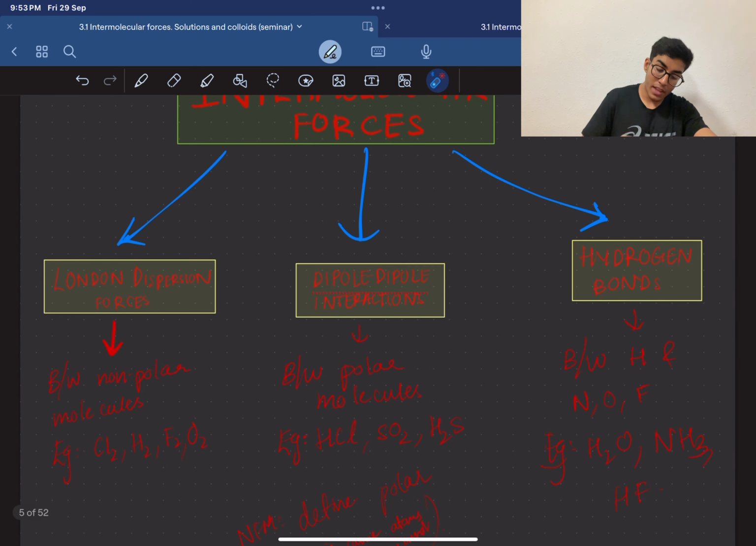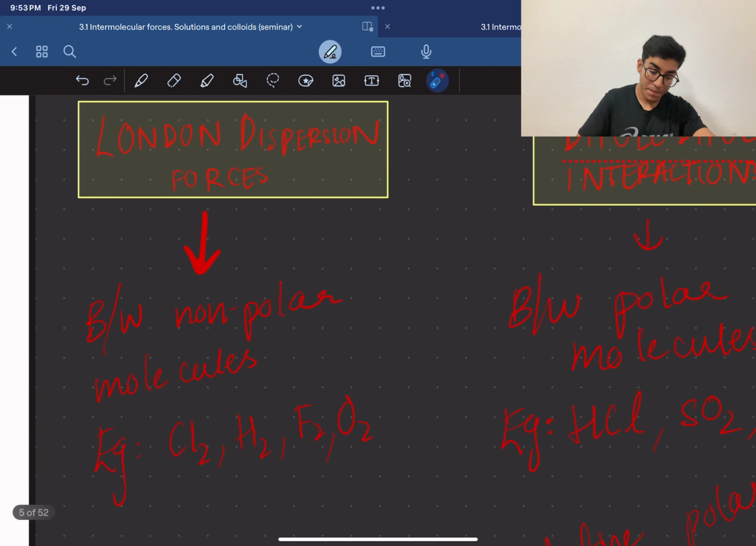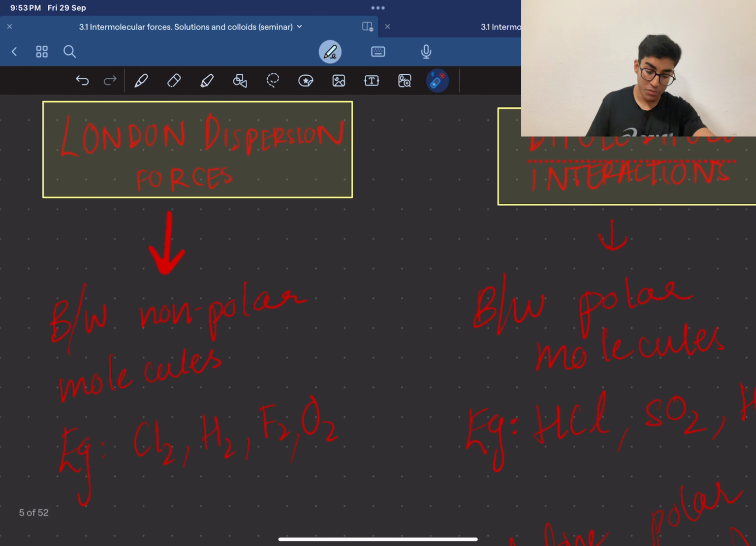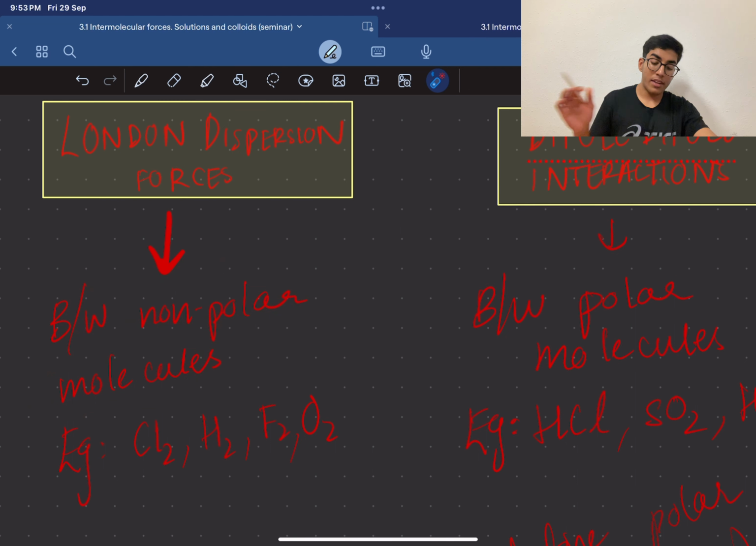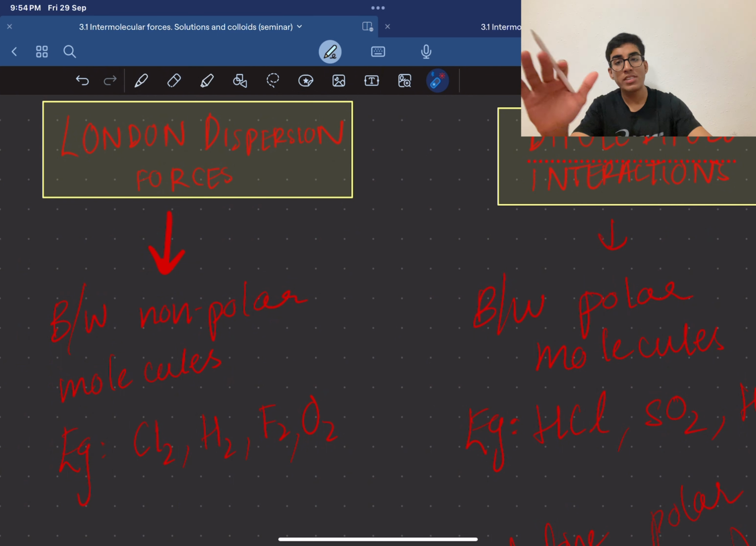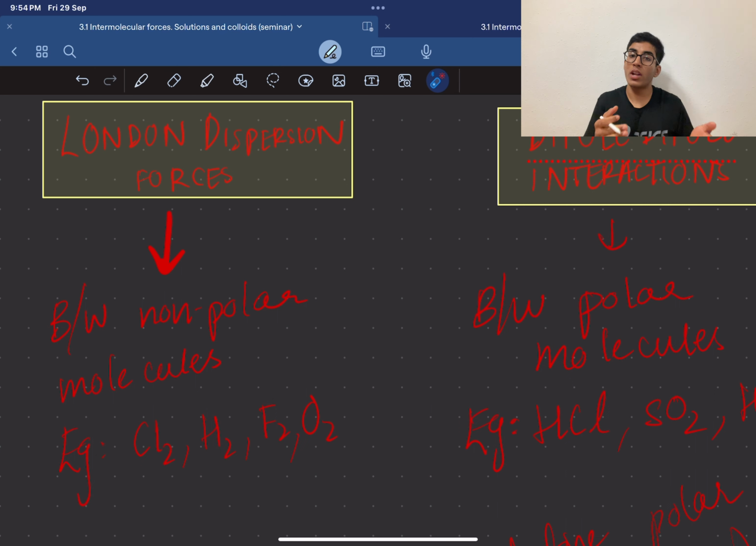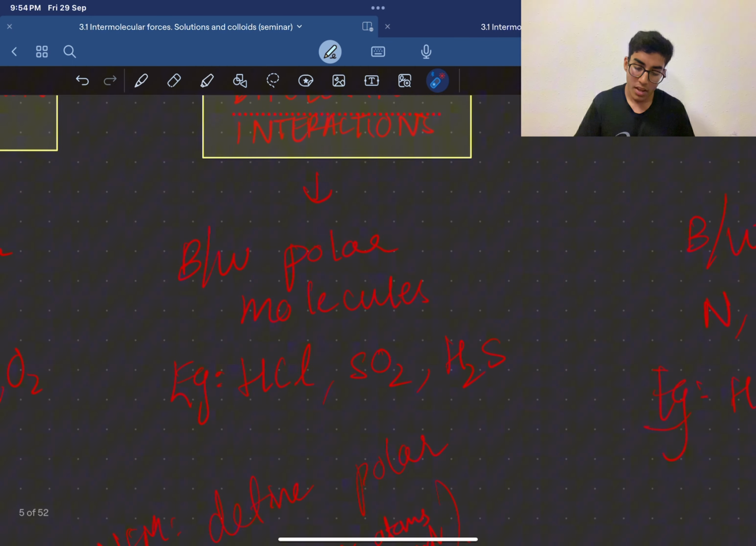Let's talk about, well, I'm going to explain them individually, all of them. I'm going to explain the concepts. London dispersion forces. They happen between non-polar molecules. And let me tell you this, London dispersion forces are in every single molecule on the planet. Every single molecule. Every single molecule has London dispersion forces. And when I explain to you what London dispersion forces are, you'll understand why they exist everywhere.